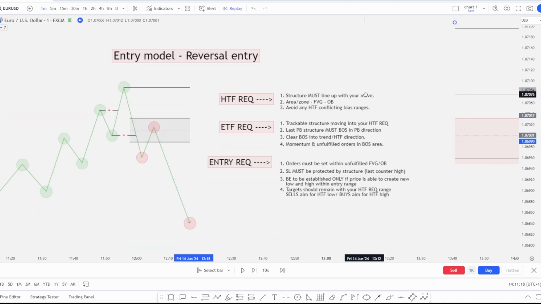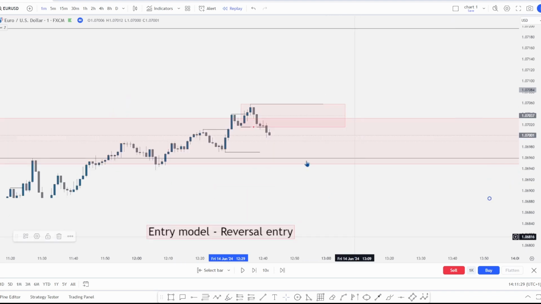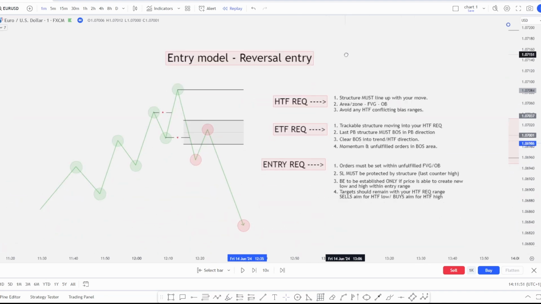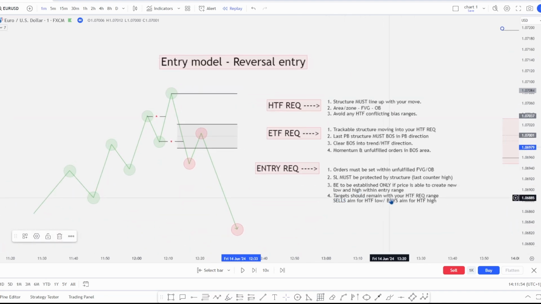Let's just double check here that we're making sure we're hitting everything. Stop loss must be protected by structure. Brilliant. BE to be established only if price is able to create a new low or a new high within the entry range. So the entry range being the low that's formed after the break and the high that was last put in before the directional shift occurred. So that means, for example, you break down here, you establish your BE. Now, of course, it's completely fine if you don't want to manage your trade like that. That is completely fine. Target should remain with the higher time frame requirements.